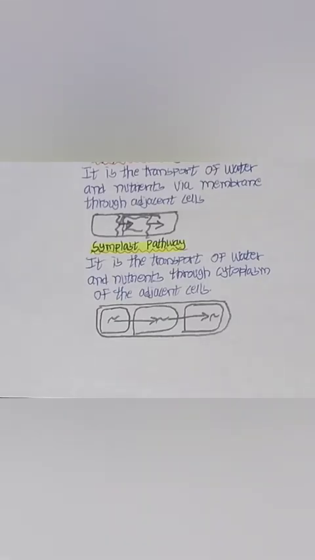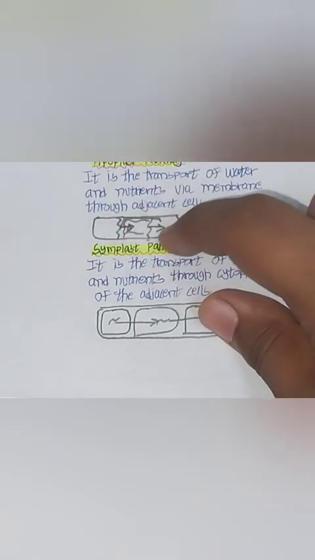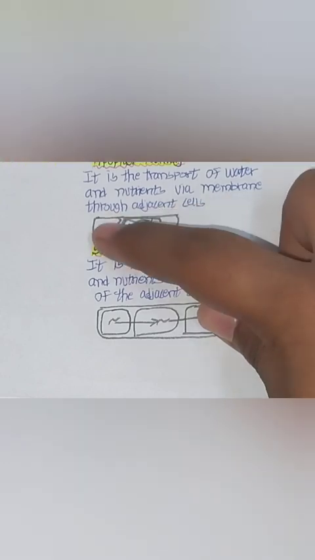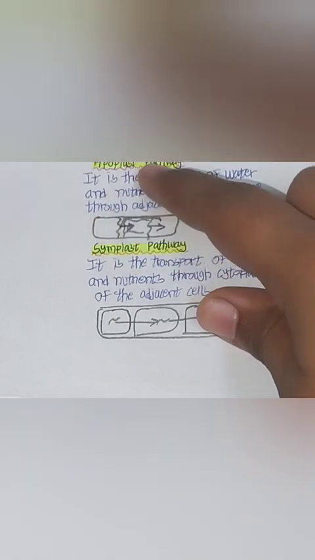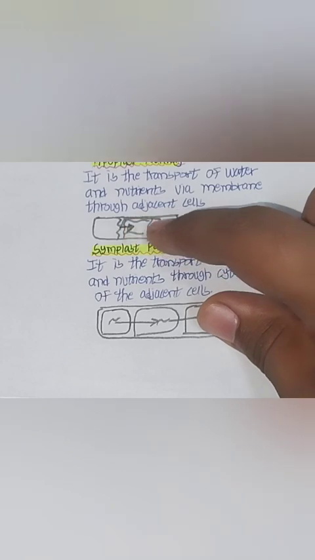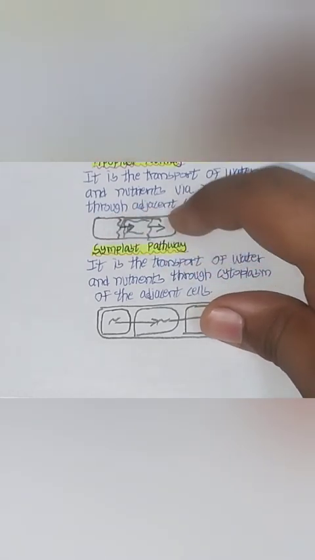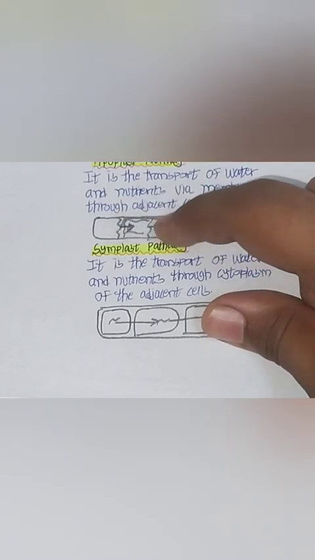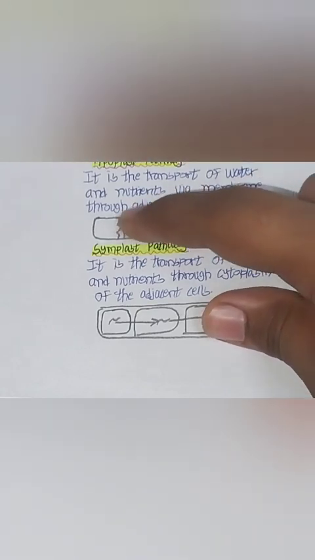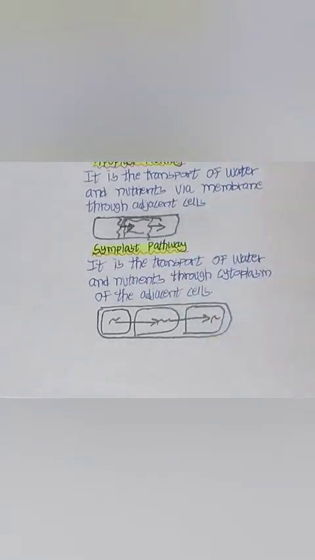So now next is the apoplast pathway. In this it is a transport of water and nutrients via the membrane through adjacent cells. Here we can see the plant cells are placed adjacent to each other. So in this apoplast pathway the transport of nutrients takes place via adjacent cell membranes. From cell membrane to cell membrane the transport takes place through this layer. In this there is no cytoplasm. The nutrients don't enter the cell, but they get transported from outside the cell.